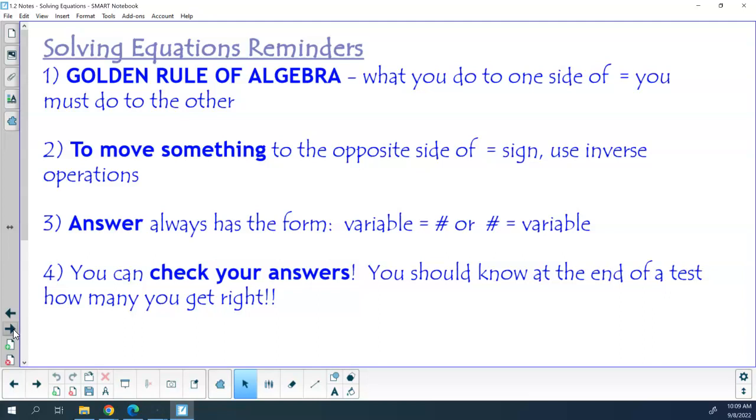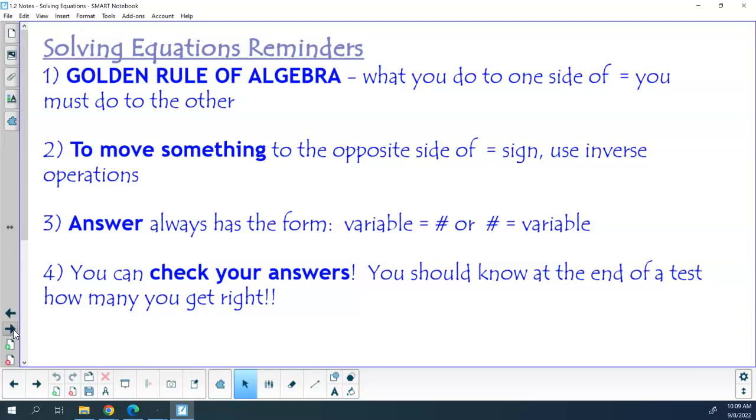The golden rule of algebra says that in an equation, because we talked about equations and expressions yesterday, right? The difference between them is that the equation has an equal sign. So in an equation, the golden rule of algebra says that what we do on one side of the equal sign, we've got to do on the other side. We have to do that exact same thing. So if I'm adding 3 to the left side of an equation, I've got to add 3 to the right side of the equation.